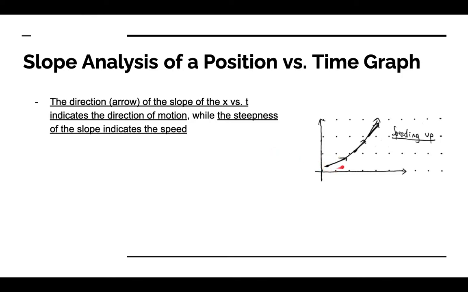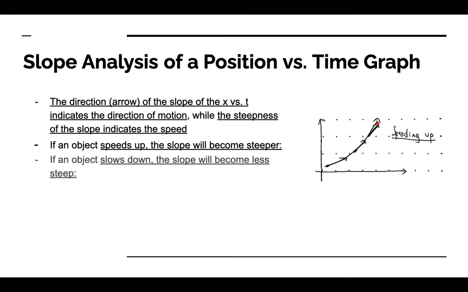So we can see that our object right here is speeding up because we can see that our slope at each point on our curve is getting steeper and steeper. Again, the idea being is that steepness is like speed. It's simply a number. It does not consider direction. So steepness is a good indicator for speed, whereas the arrow is a great indicator for the direction our object is heading. So if the object speeds up, as we stated, the slope will become steeper. Again, right here we can see that our slope at each point on our position versus time graph gets steeper and steeper.